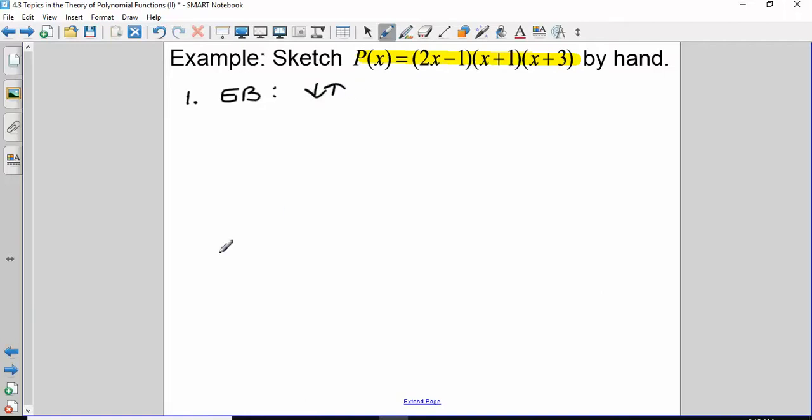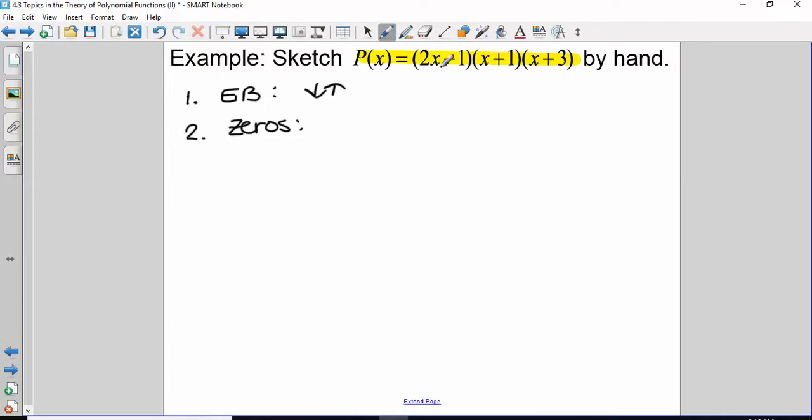If you absolutely got confused on your end behavior, how could you figure it out? Look at a graph. Okay. Step 2. I told you I wanted the zeros. Now I've really already done the hard work for you. I already factored this thing.